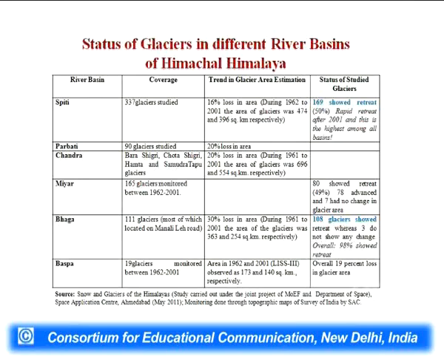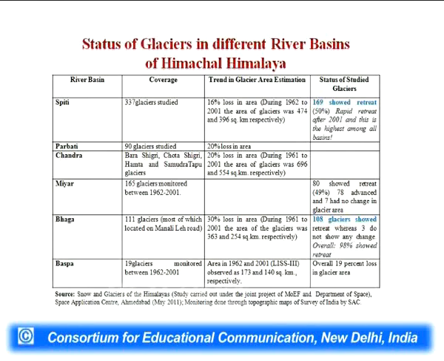If you look at the status of glaciers in the different river basins of Himachal Himalaya, which is my study area, it has been demarcated by river basin. There are the Spiti, Parbati, Chandra, Miar, Bhaga and Baspa river basins, and the study has been conducted according to river basin. In the Spiti river basin, 337 glaciers have been studied. Out of these 337 glaciers, a 16% loss in area has been noticed.